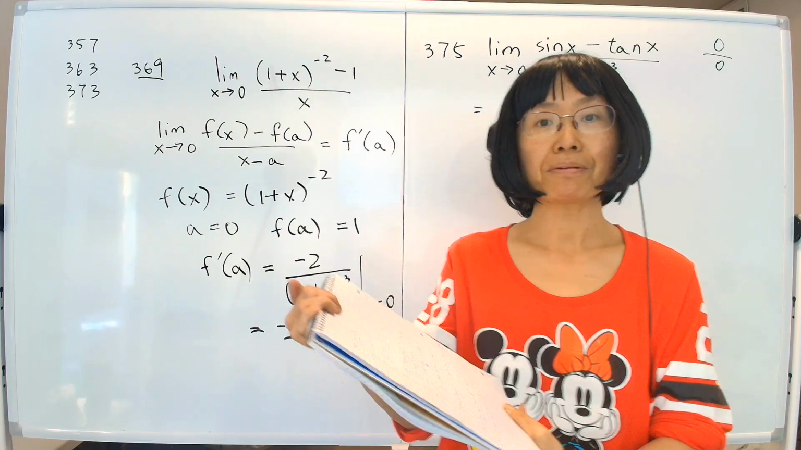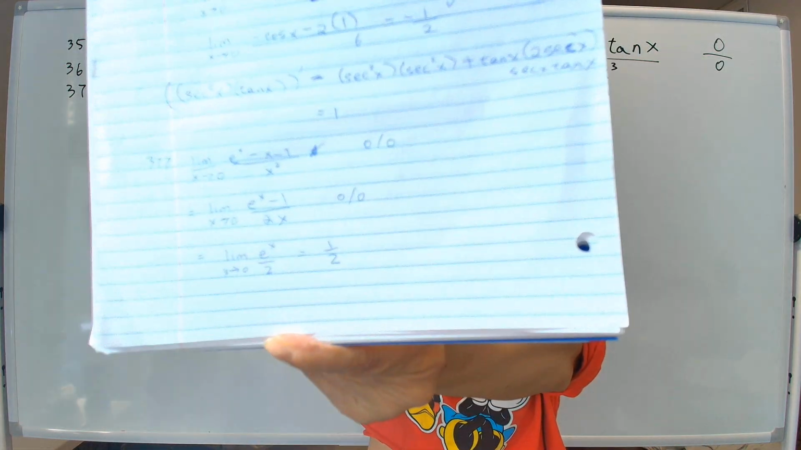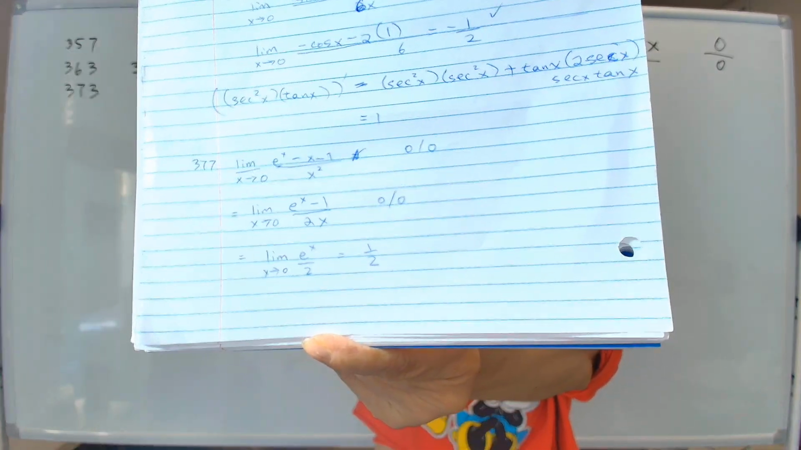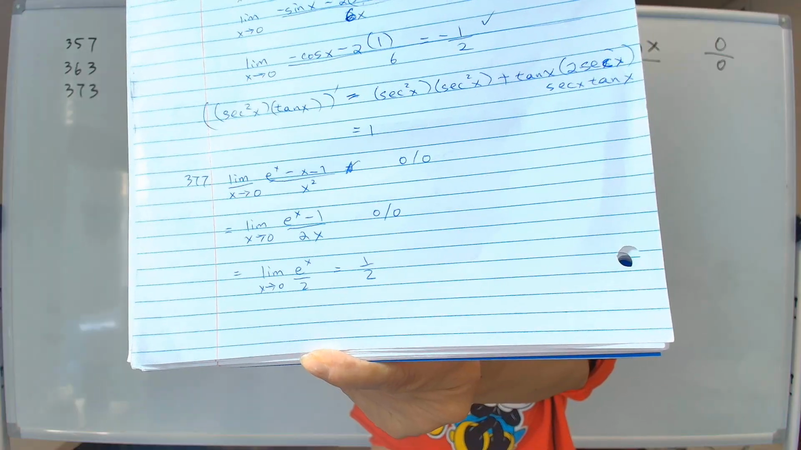The next problem, 377, is the same thing, right? You have some equation with e in it. You take the derivative once, it's still 0 over 0. You take the derivative again. Now you are getting somewhere.